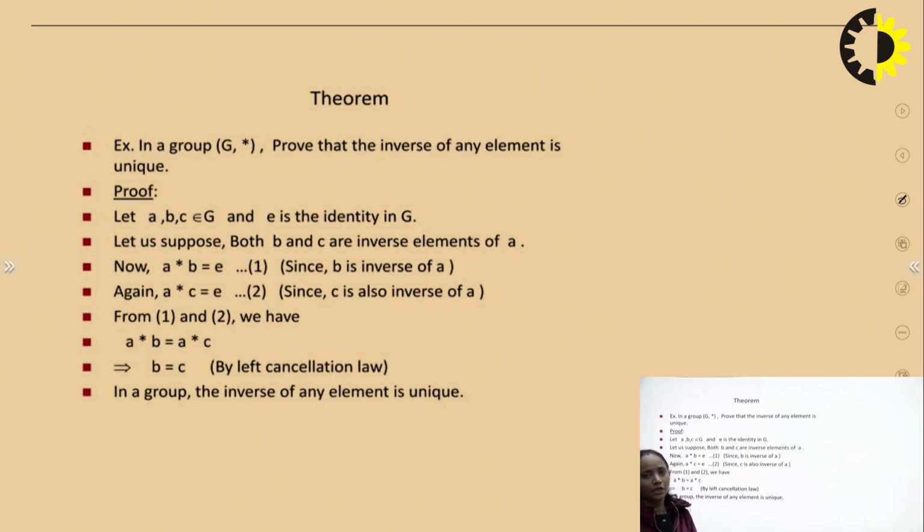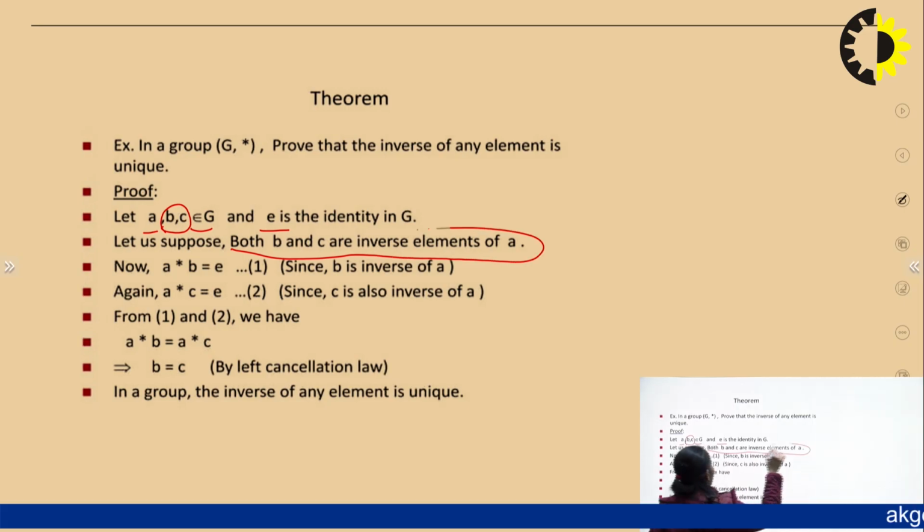Same process with the inverse element. In a group with the operation star, we have to show that the inverse element, if it exists, is unique. Again, if we are talking about more than one inverse element, suppose for the element A there are two elements B and C which belong to G, and E is the identity, and B and C are inverses of A. Here we are taking two elements for the inverse of A.